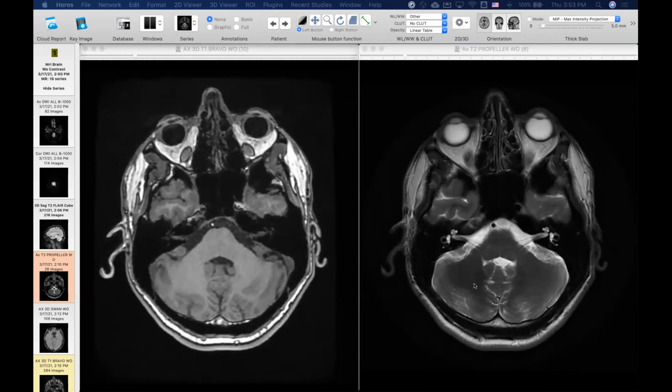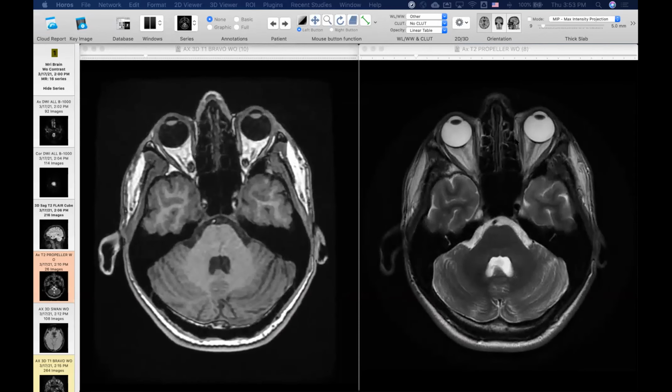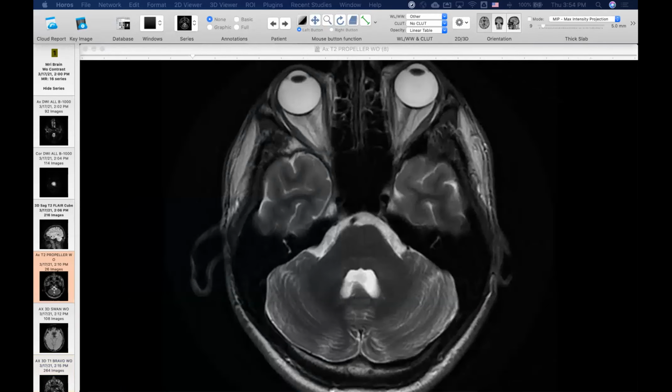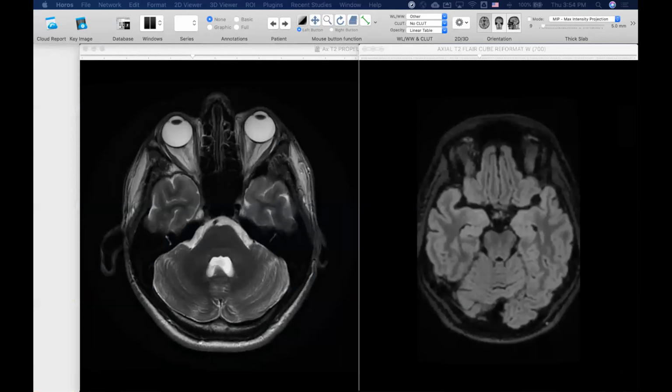And the eyes. Okay, so the eyes, of course, now are bright because they're made out of water. And then fat is a little bit darker, if you can see, than here. Again, based on T2. Okay, so this was T2. Now I want to show you the T2 weighted with FLAIR, so fluid attenuated inversion recovery. So I'll do that. Axial T2 FLAIR. There you go.